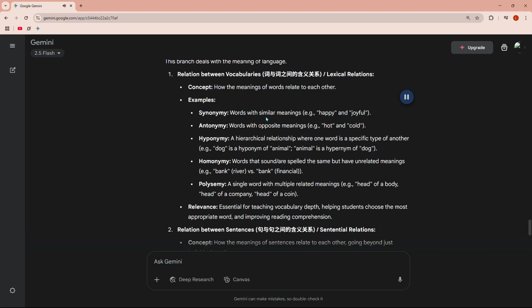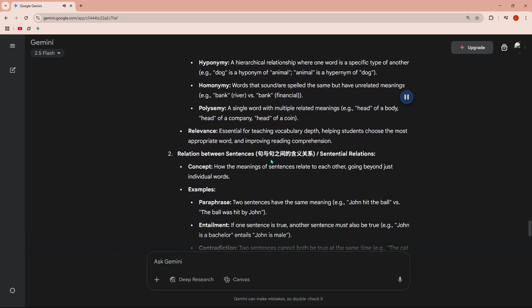Hyponymy: a hierarchical relationship where one word is a specific type of another, e.g., dog is a hyponym of animal, animal is a hypernym of dog. Homonymy: words that sound and are spelled the same but have unrelated meanings, e.g., bank (river) versus bank (financial). Polysemy: a single word with multiple related meanings, e.g., head of a body, head of a company, head of a coin. Relevance: essential for teaching vocabulary depth, helping students choose the most appropriate word, and improving reading comprehension.